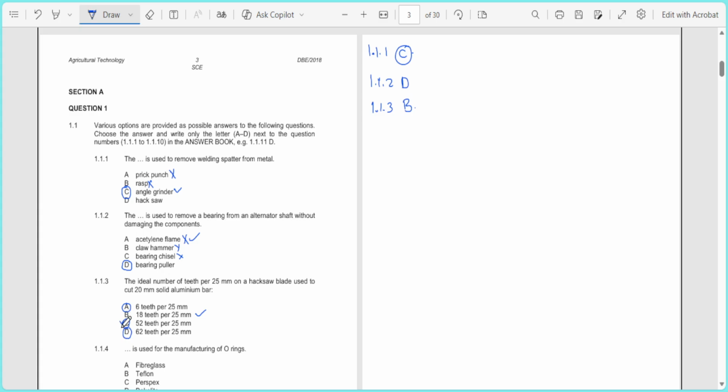What about D? D is extremely fine, completely unsuitable for soft materials. So this is out. This is also out. This is too small. So we're going to go for B.